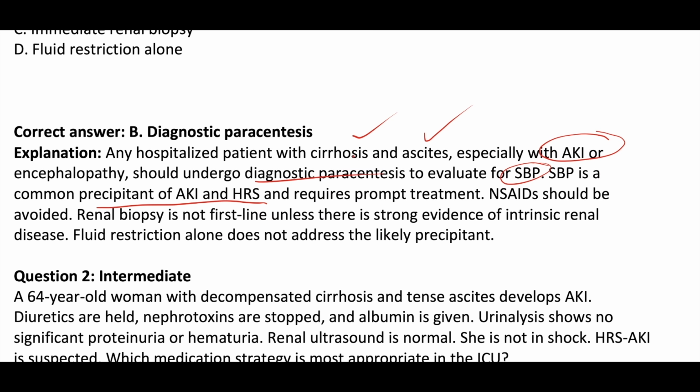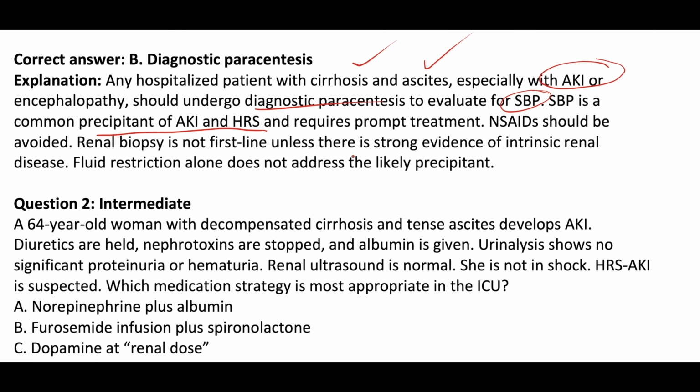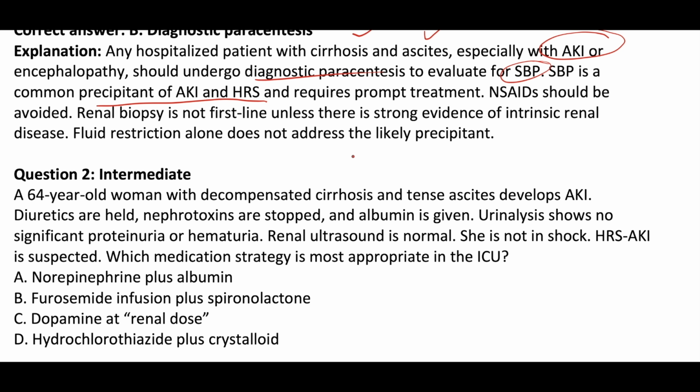Cool. Question number 2, intermediate. A 64-year-old woman with decompensated cirrhosis and tense ascites develops AKI. Diuretics are held, nephrotoxins are stopped, and albumin is given. Urinalysis shows no significant proteinuria or hematuria. Renal ultrasound's normal. She's not in shock. HRS-AKI is suspected. Which medication strategy is most appropriate in the ICU? A, norepinephrine plus albumin. B, furosemide infusion plus spironolactone. C, dopamine at, quote, renal dose, end quote. D, hydrochlorothiazide plus crystalloid. Pause if you need to.